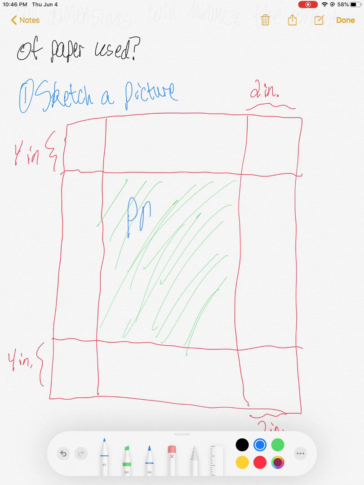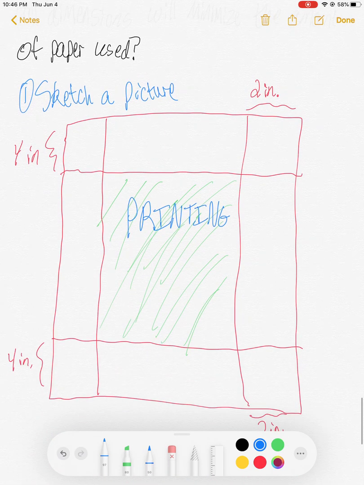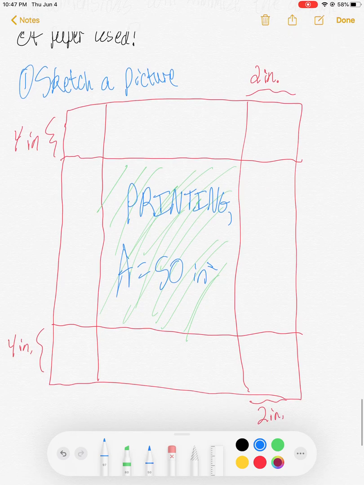Okay, which means that this shaded region, which I'm going to shade in blue or green, is the printing region. This is the stuff that we're printing. So it has area, let me see, I think it told us 50 inches squared of printing. Okay, so the area of this part is 50 inches squared.